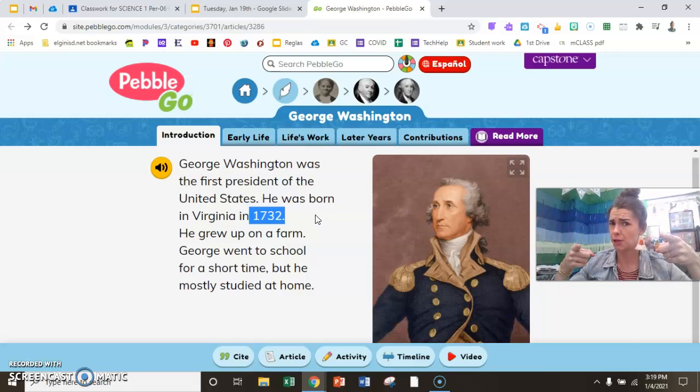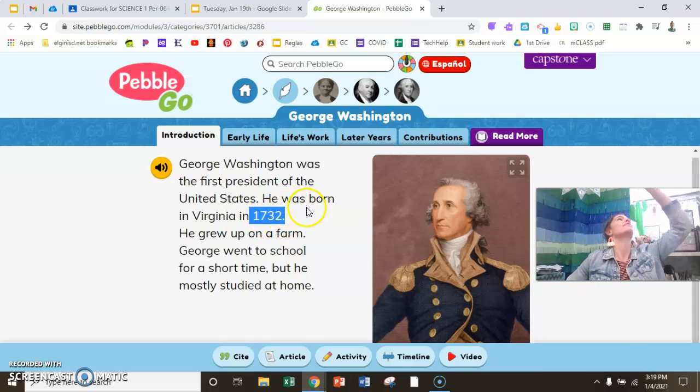Check out the year he was born. Whoa. Is that the same year you were born? Not me either. The year 1732. Now, is that in the past? Is that present today? Or is that in the future? Right now it's 2021. So 1732 is in the past. Now that's 300 years in the past. Wowza! He was born in 1732 and lived on a farm. Do you live on a farm? And it did say he went to school, but also studied at home. Do you go to school or do you study at home?